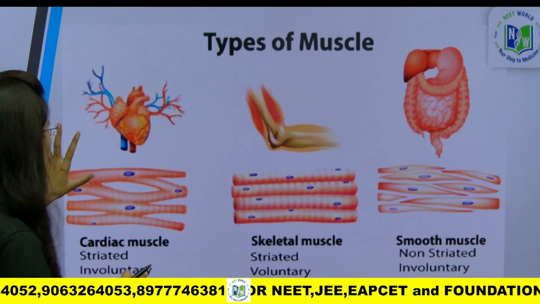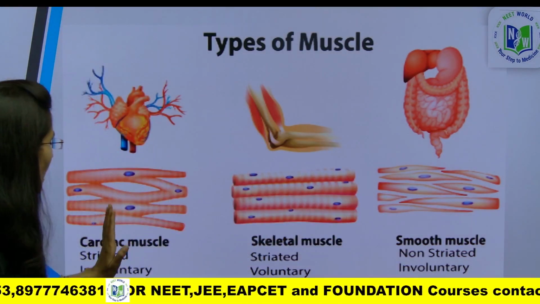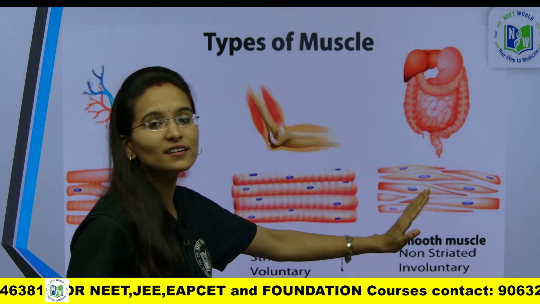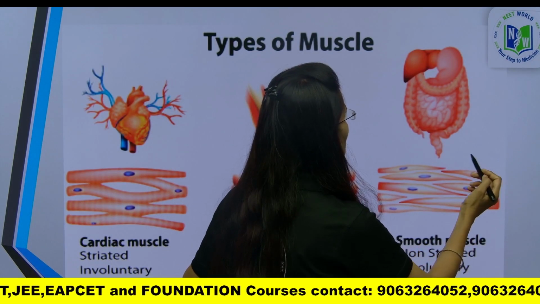Students, generally we have three different types of muscular tissues: cardiac muscle, skeletal muscle and smooth muscle. So let's discuss the cardiac muscle first.